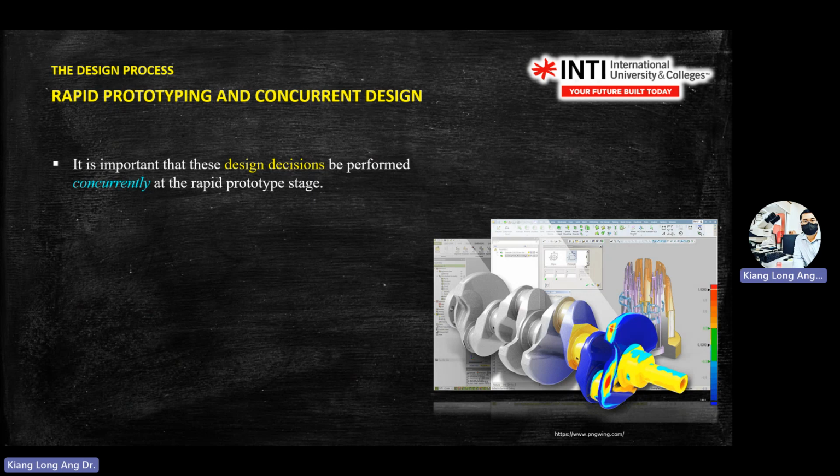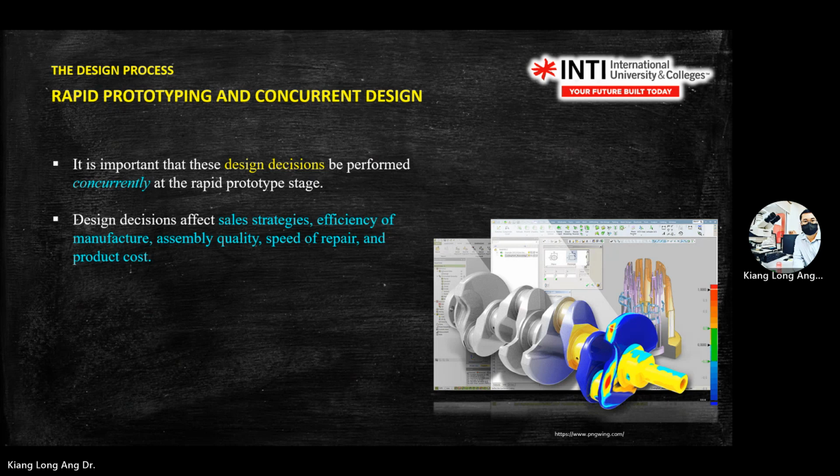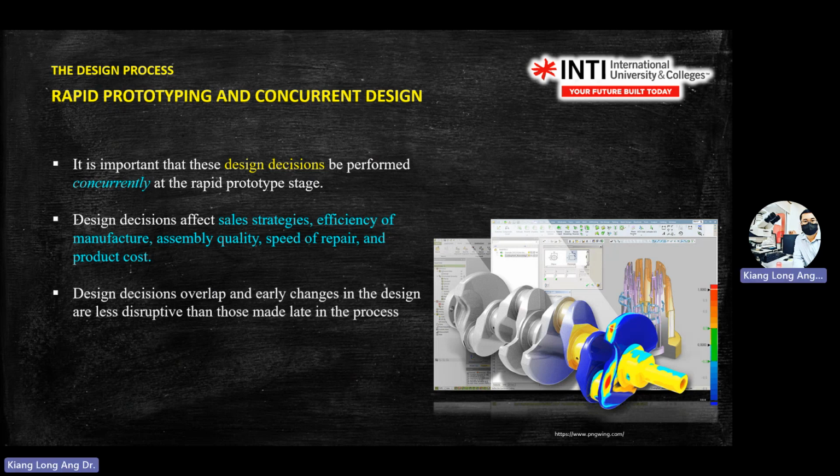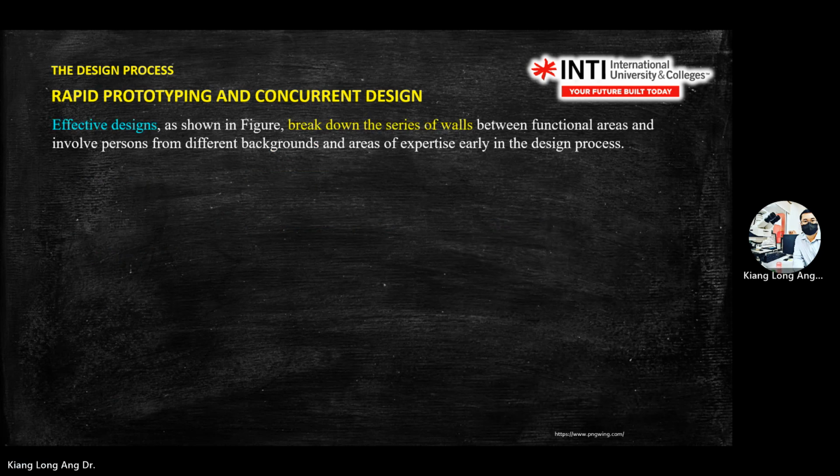So another word is concurrent. Concurrent is you do a lot of things at the same time, or in parallel process. Okay, what is design decision? The design decision, they affect all those things. Design decision. Okay. So we already have an effective design definition just now.